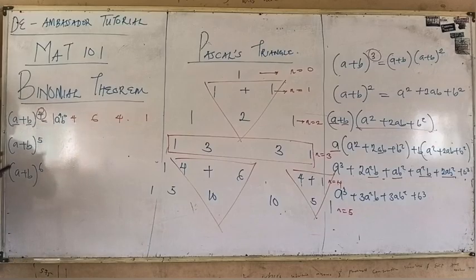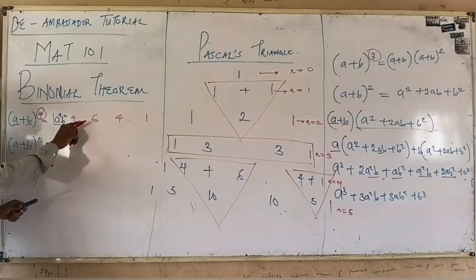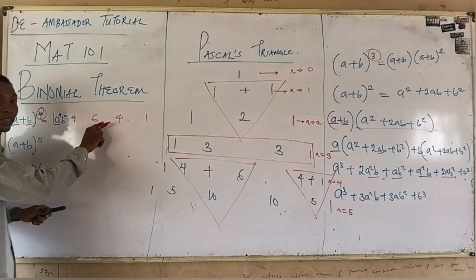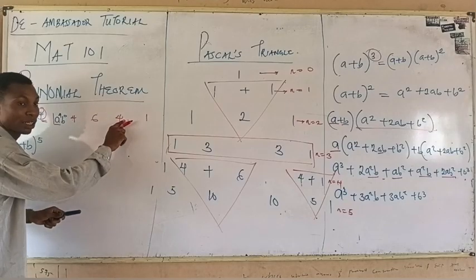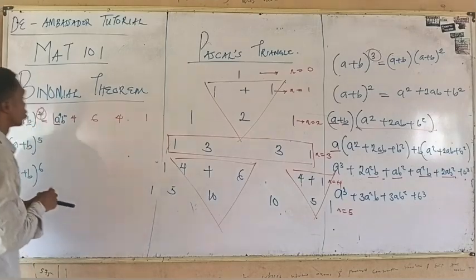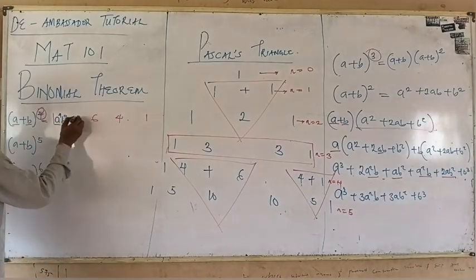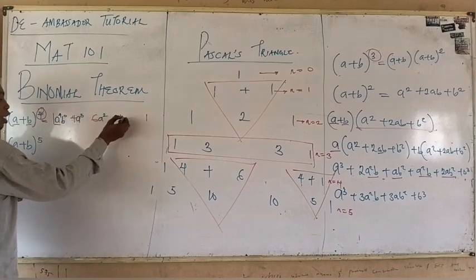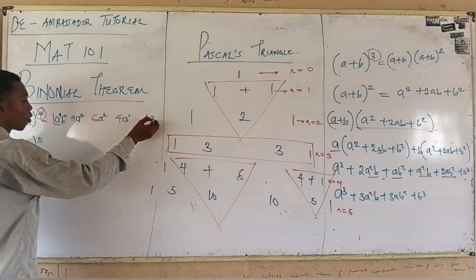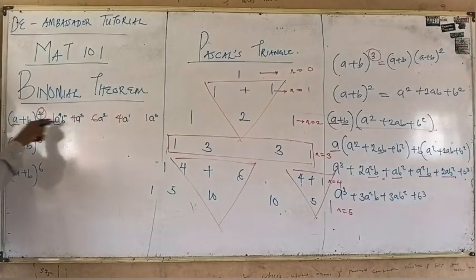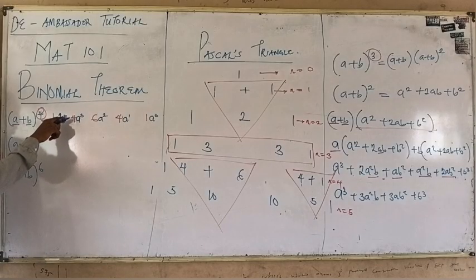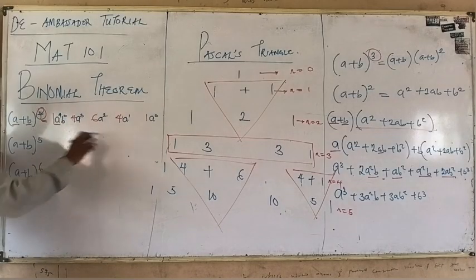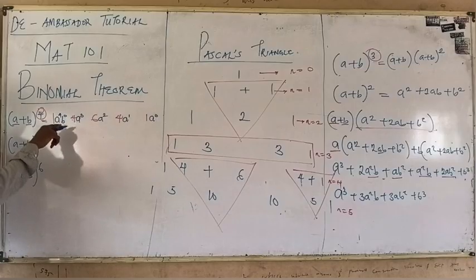So because A is in the power of 4, when it's coming to the next term, it's going to turn to what? A in the power of 3, then A in the power of 2, then A in the power of 1, then A in the power of 0. Now, B is in the power of 0. As B is crossing the term, it's going to increase.